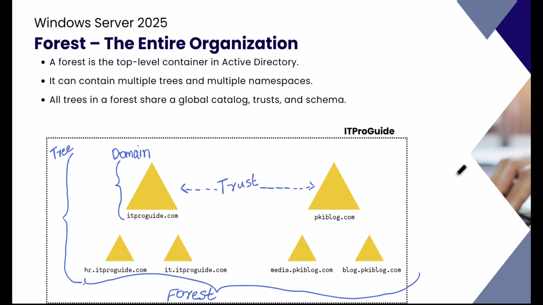Now the forest, the entire organization. A forest is like an entire company, including all departments, regions, or subsidiaries. Let's assume that IT ProGuide has two subsidiaries, itproguide.com and also pkiblog.com. Even if they don't share the same namespace, they are all trees in the same forest. So they trust each other, as I draw here, and they use the same global policies. A forest is the top level security and management boundary in Active Directory.